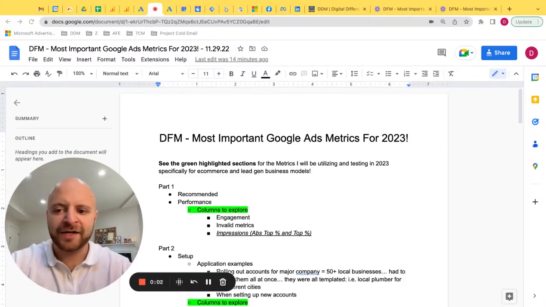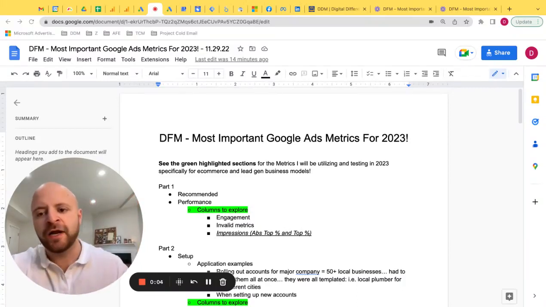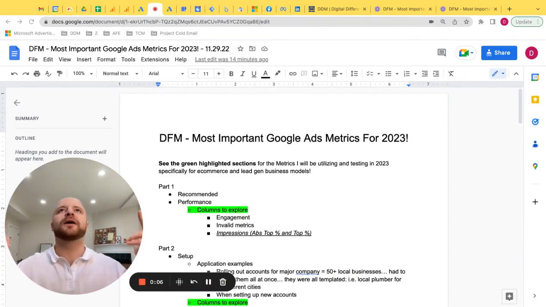All right, welcome back to part five, the epic conclusion for the most important Google Ads metrics for 2023. So, in parts one through four, we went through all the different column categories and basically dissected them all.